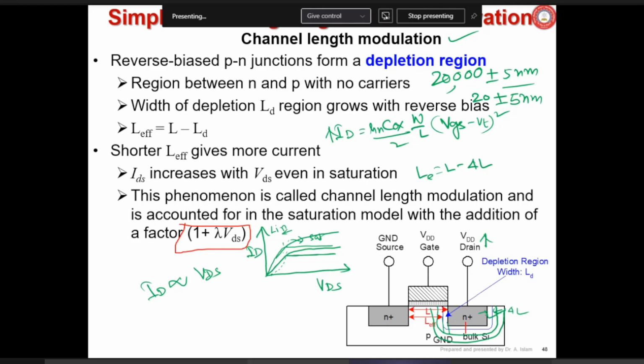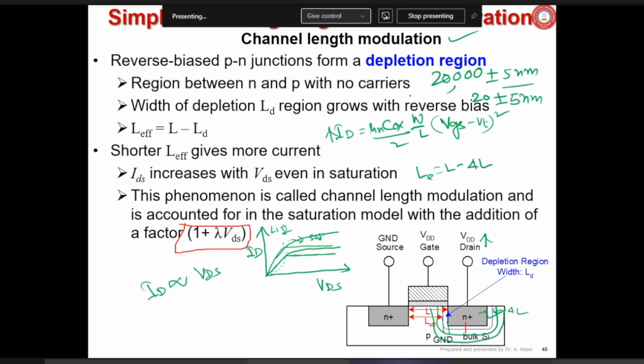So for a short channel MOSFET, this channel modulation is very acute. Earlier also there was a depletion layer, but compared to the whole channel length, which was large, 20,000 nanometer, its effect was ignorable. Current was almost independent of V_DS. Nowadays it is not the case. So this effect has to be understood; it is called channel length modulation.